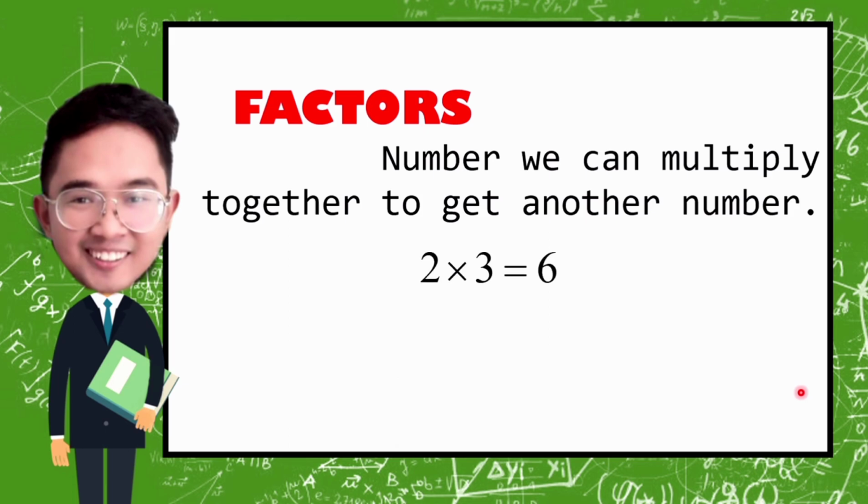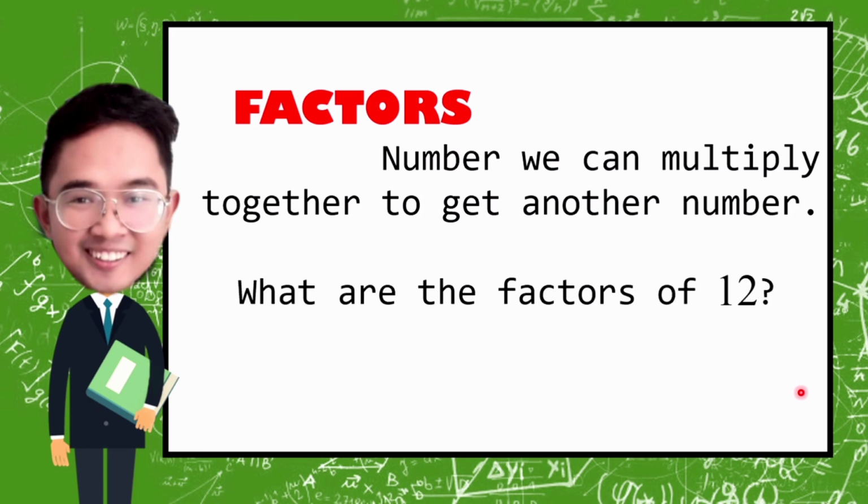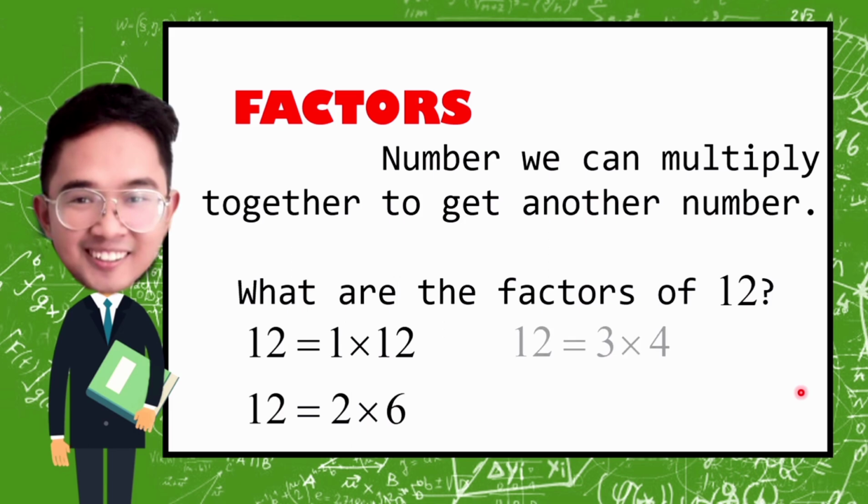For example, 2 times 3 equals 6. The two numbers that we multiply to get 6 is 2 and 3. Therefore, those are factors of 6. What are the factors of 12? The factors of 12, we have 1 times 12, 2 times 6, and 3 times 4. Therefore, the factors of 12 are 1, 2, 3, 4, 6, and 12.